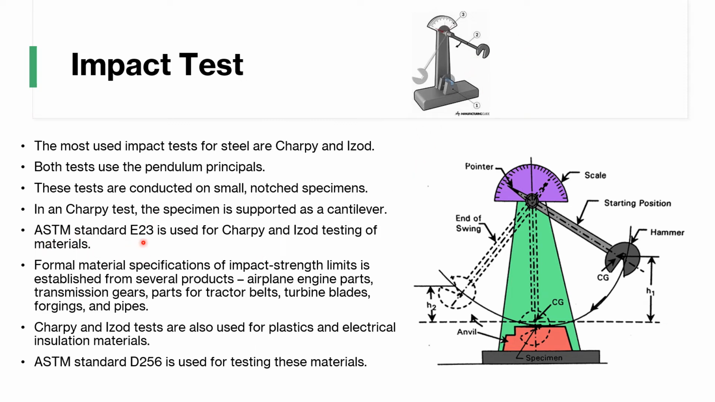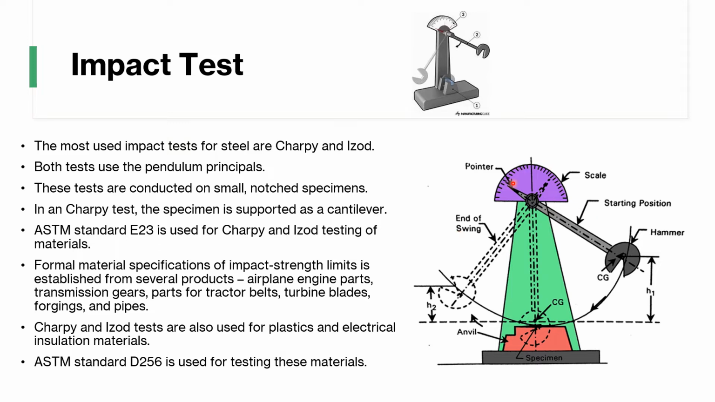We use ASTM standard E23 for Charpy and Izod. For material specifications, an impact strength limit is established for several products like airplane engine parts, transmission gear parts, tractor belts, turbine blades, forgings, and pipes. Charpy and Izod testers are also used for plastics and electrical insulation materials. ASTM standard D256 is used for all these materials.